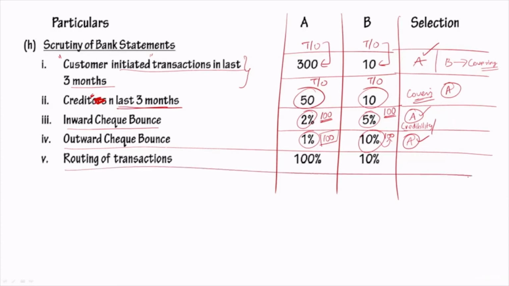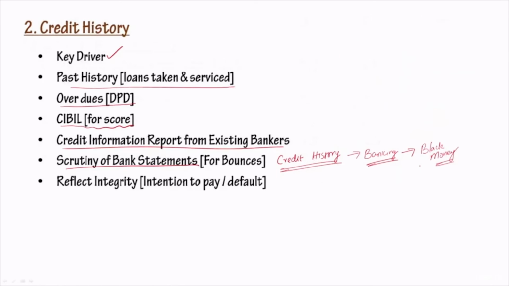Next, critical routing of transactions. Whatever sales are reported by Mr. A, he routes them through the banking channel only, whereas B routes only 10%. It means again the bankers are going to be comfortable only with A and not with B because A has a lot of financial discipline, B does not have that, and B would be creating a lot of black money. So we came to this point when we summarized credit history, that is, bankers should go through the bank statements basically to check bounces because that is going to reflect the credibility and integrity. So by going through the credit history, as a banker we'll get to know what the integrity is, I mean, whether the customer has integrity or not, whether he has the intention to pay the loan or not.